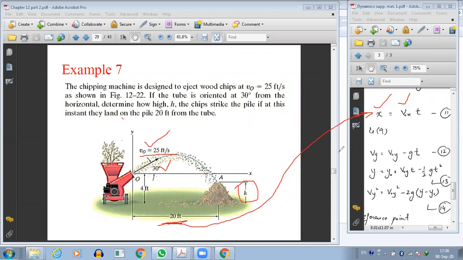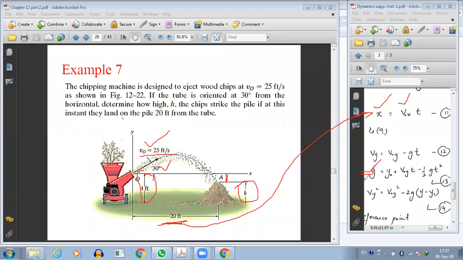Then what is needed? We need to find this height. If we find this height, then the total is 4, so subtract this from 4 and you will get this height. You get it? So we can find this height by using this equation. This y will give us this height.